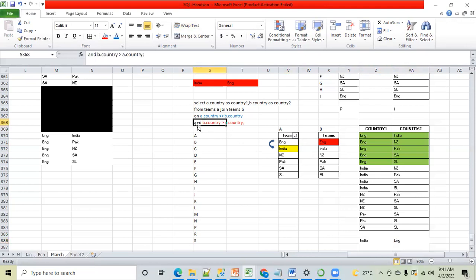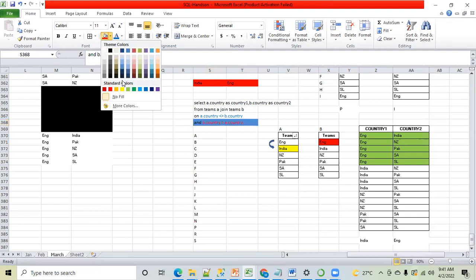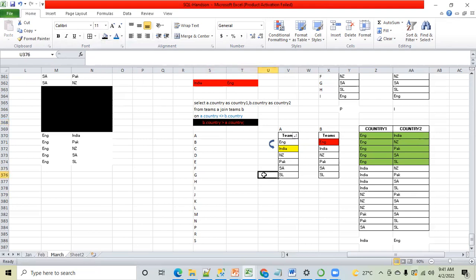And suppose this condition is not there. Then this India will do a handshake with England and you will get this record. Is this clear? First of all, yes or no?